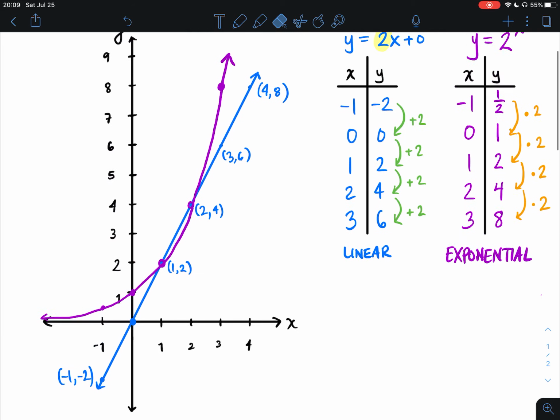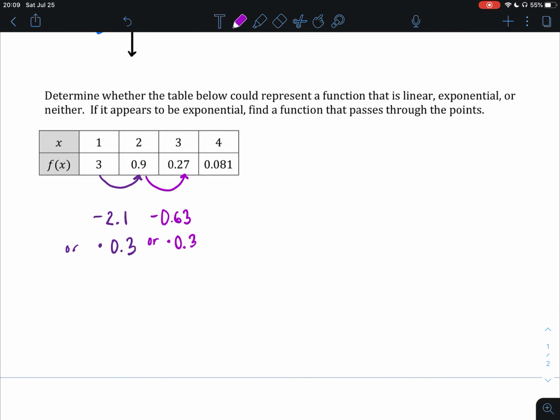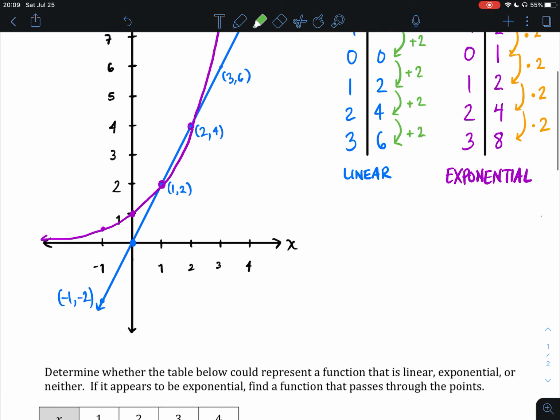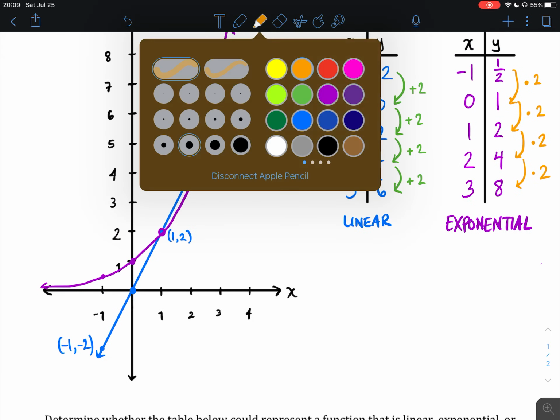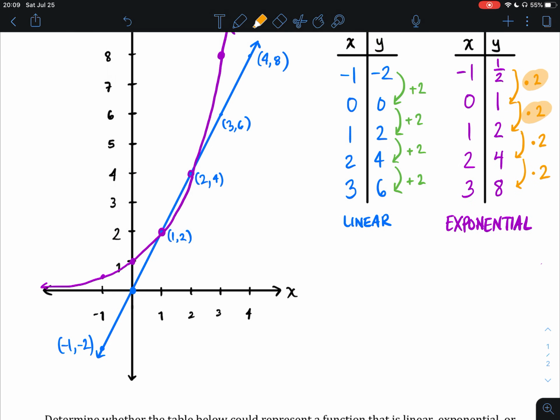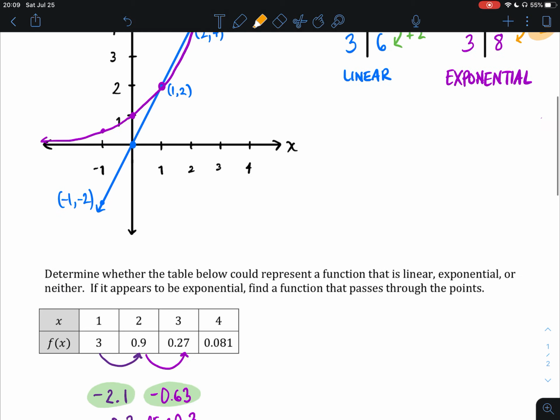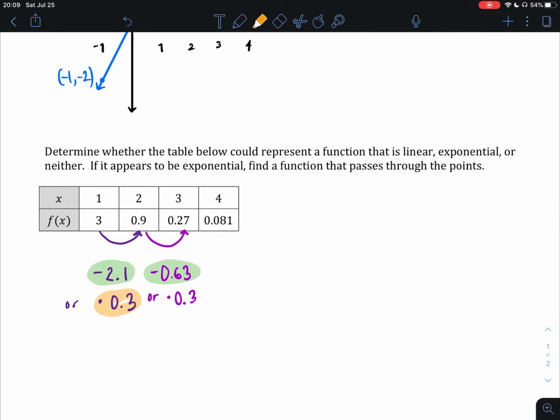So for it to be linear again, these values that I'm subtracting would have to be the same. But negative 0.21 and negative 0.63 are not the same. For it to be exponential, we should be able to show that we're always timesing by the same value, like we saw in this example, where we were always timesing by 2. So far, we found from the first output to the second and from the second to the third, timesing by 0.3 was working. So just to really convince you, let's check out this relationship between 0.27 and 0.081.